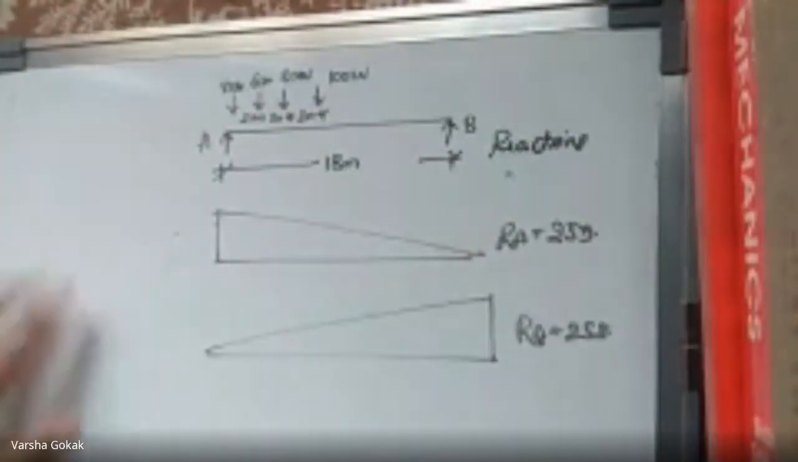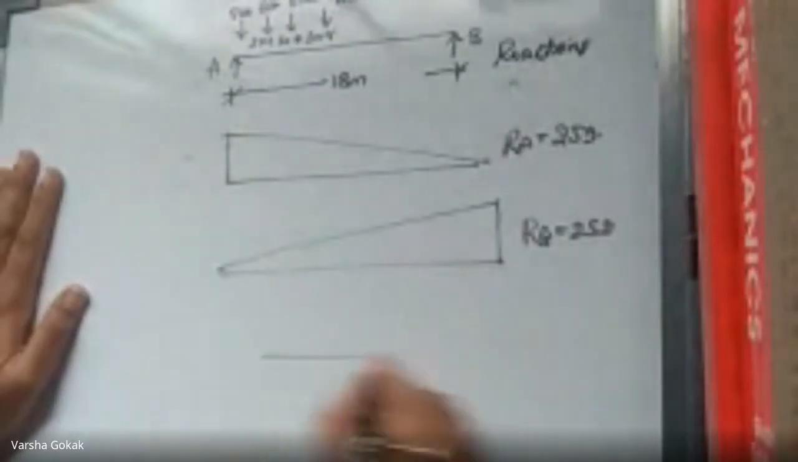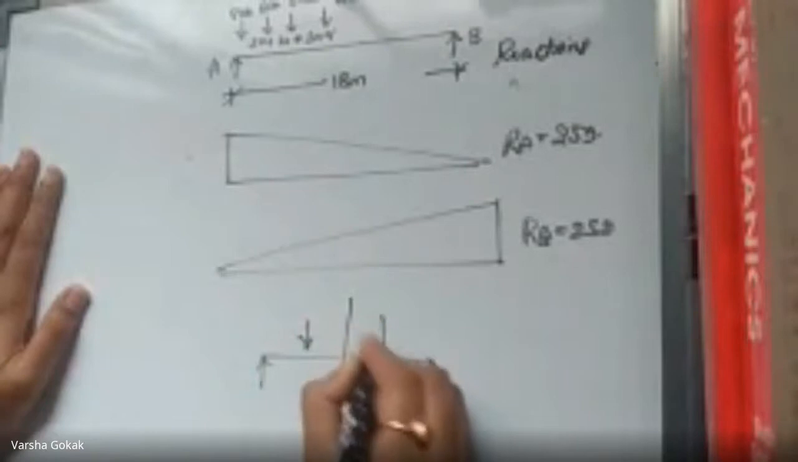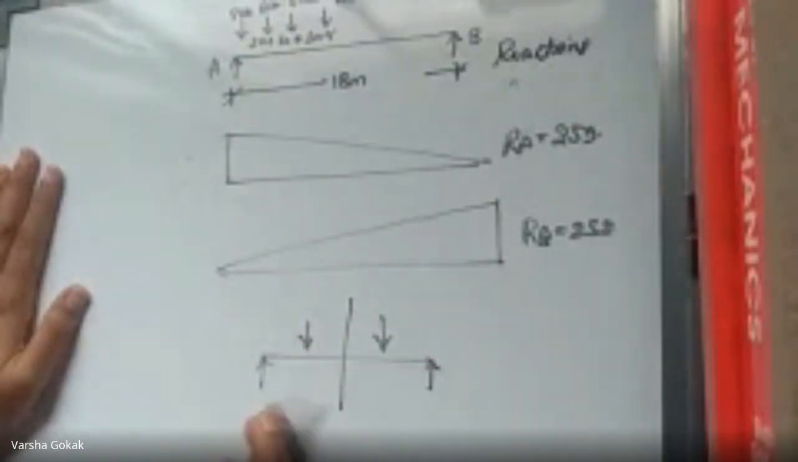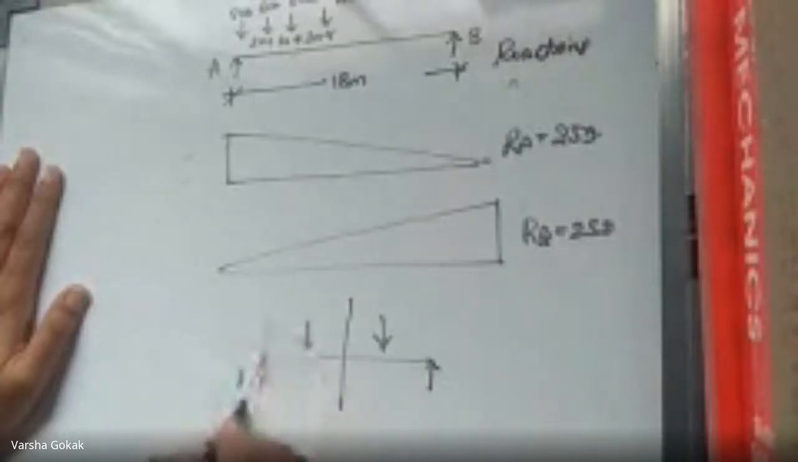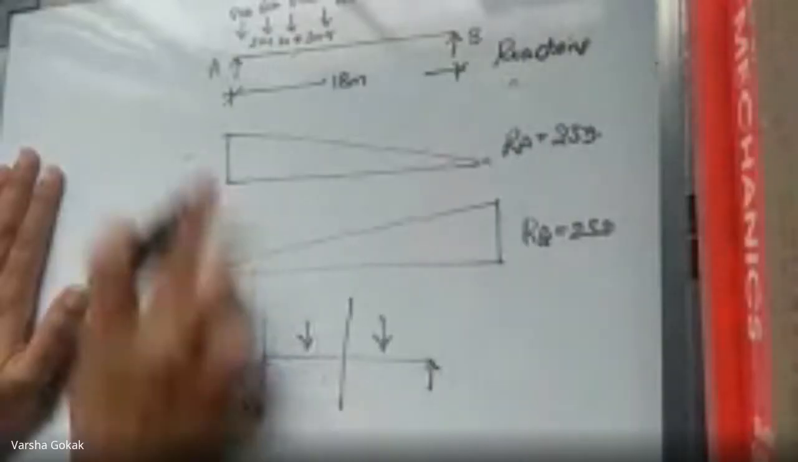In reality, when I start drawing the shear force diagram, sign convention is this. If I'm starting from the left side of the beam, upward forces are going to be positive. So when I start, I'll have a RA value here. So RA value is our first shear force value at A, that is 259. So this is positive. Right?